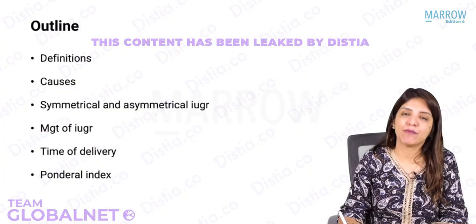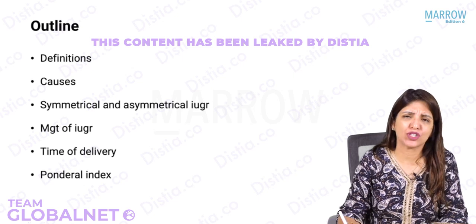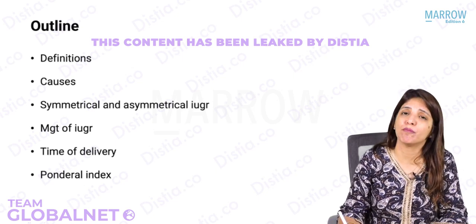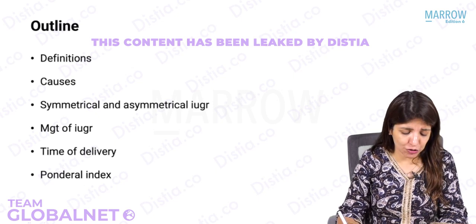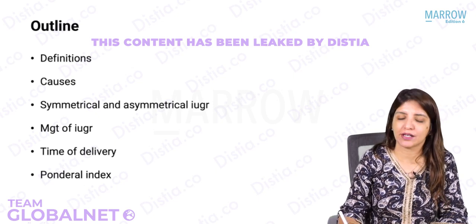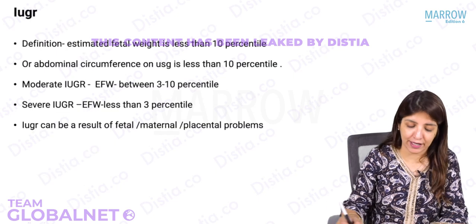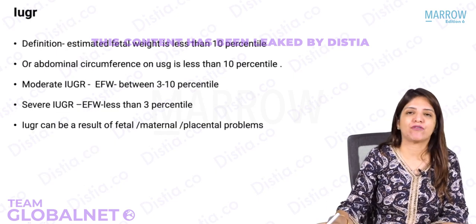What am I going to discuss? I'm going to discuss the causes of IUGR, the definition of IUGR. I'm going to compare symmetrical and asymmetrical IUGR, the management of IUGR, time of delivery, and the ponderal index. So coming to the first thing, what is the definition of IUGR?